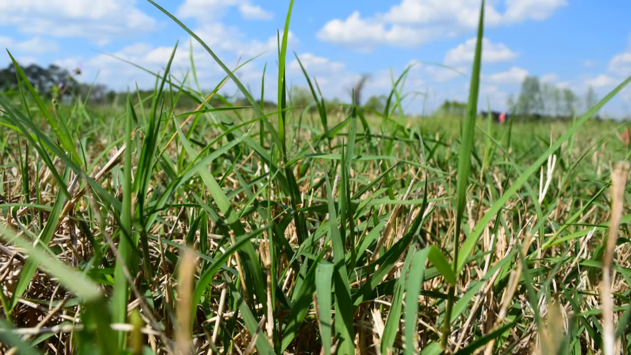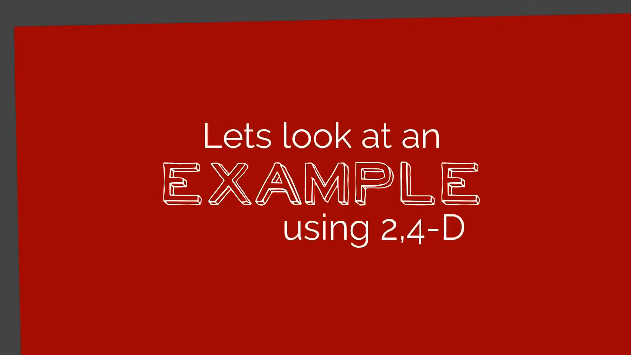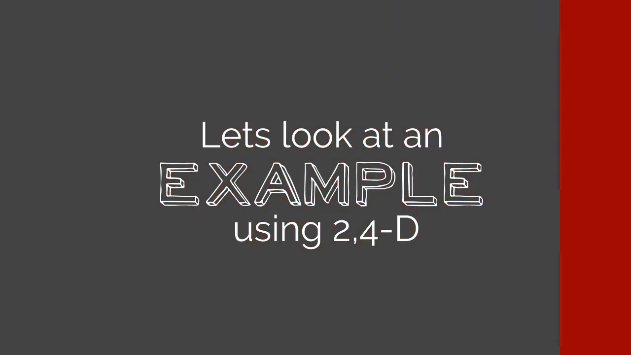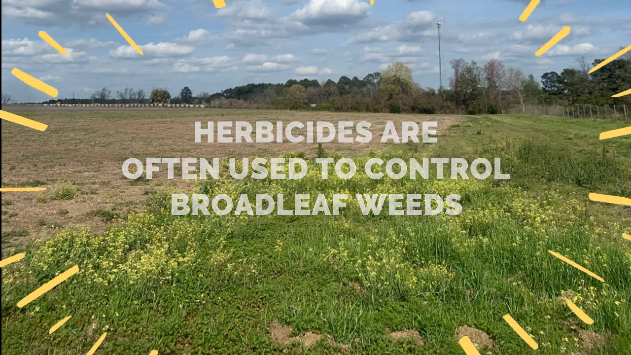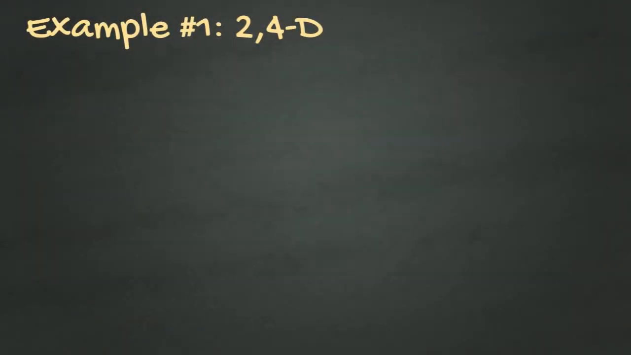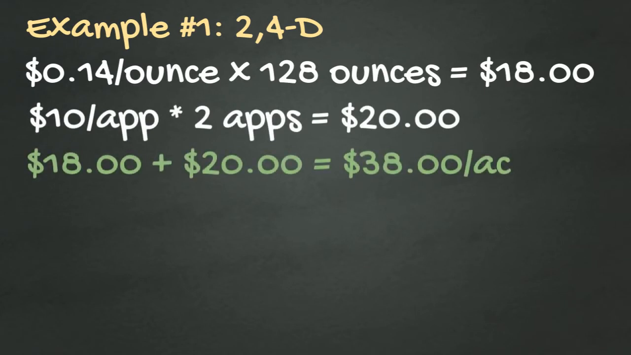In previous videos, we have discussed the importance of timely weed and insect control and instructions for calibrating a boom sprayer. So let's jump right into a couple of economic examples. It is not uncommon for producers to spray a broadleaf herbicide such as 2,4-D to control broadleaf weeds in a grass pasture or hayfield. 2,4-D is relatively inexpensive, but if a gallon is applied total to an acre in a year, we can expect the cost to total around $38 per acre.